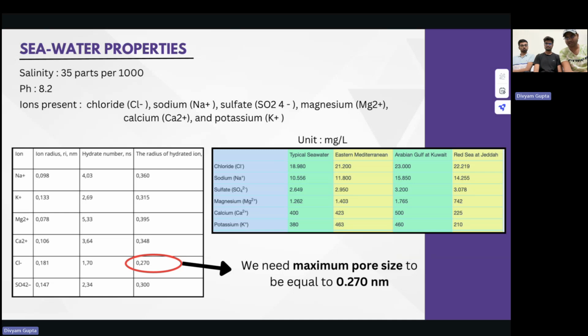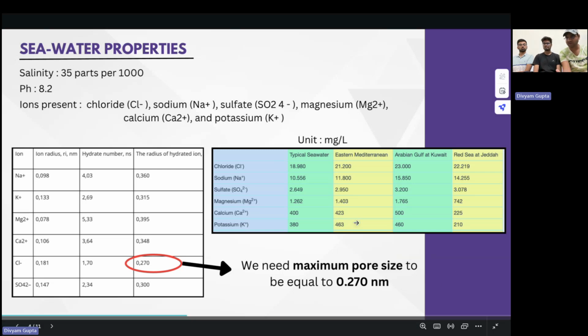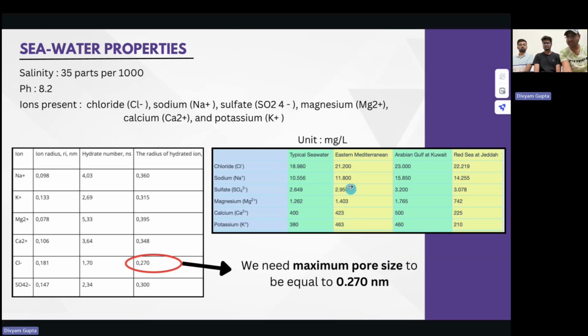As you can see in the left table, the maximum radius of the membrane which we need to have is 0.27 nanometers. So we need to design that membrane so that these particles can be removed efficiently. The second table gives a brief idea of the concentrations of various ions present in seawater. Typical seawater has this concentration, but we are targeting the third column itself.